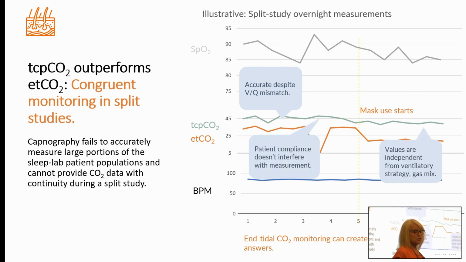When mask use starts, we do see a slight decrease in the CO2, and we can be confident that that's because of our respiratory assist device doing its job and not any gas mixing or air leaks. And patient compliance doesn't really factor in because they're not going to knock that measuring device off. So what all of this means is that with our transcutaneous monitoring, we have a more accurate representation of our patient's overnight ventilatory status, even when you're changing respiratory support.